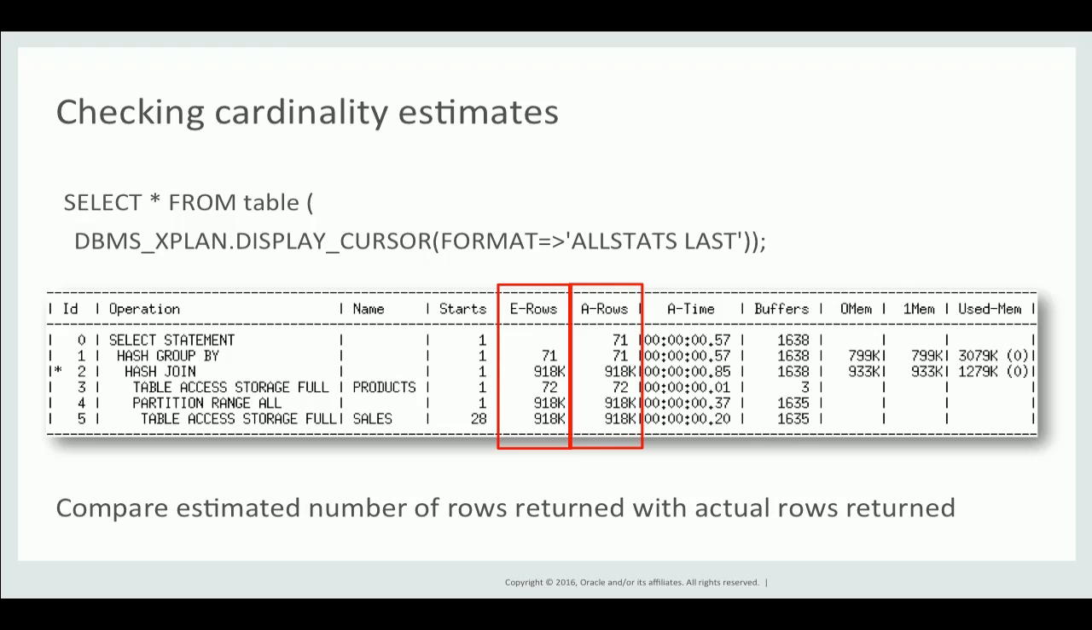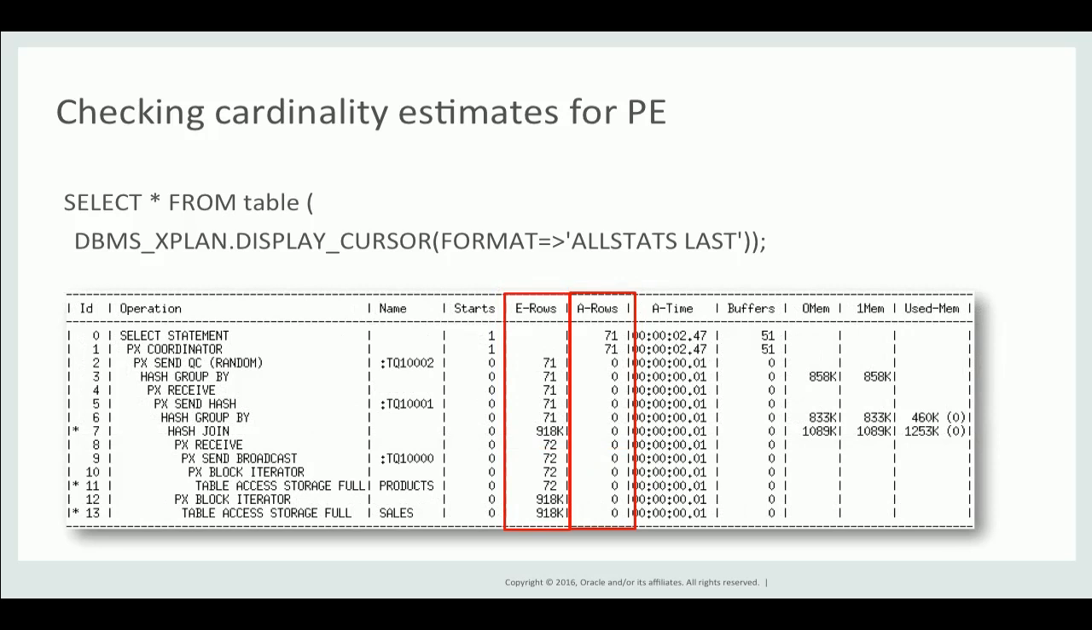Now, be a little bit careful. Those of you using parallel execution, be a little careful with this. Take a look at my query. I ran the query using parallel execution. I did all stats last, but only 2 rows in the plan seem to have information about the actual number of rows returned. Why is that?